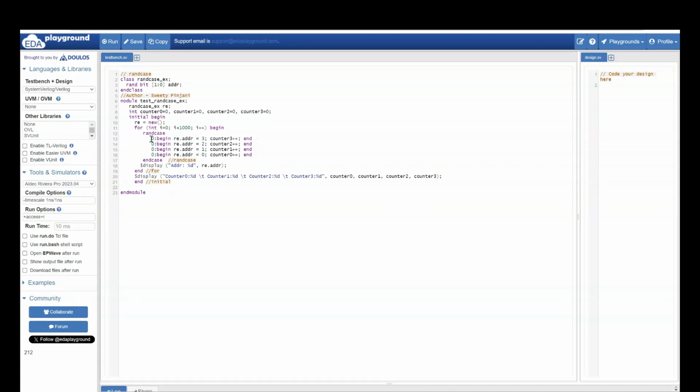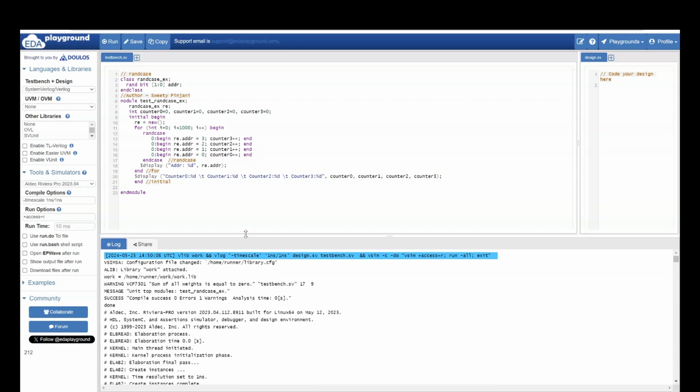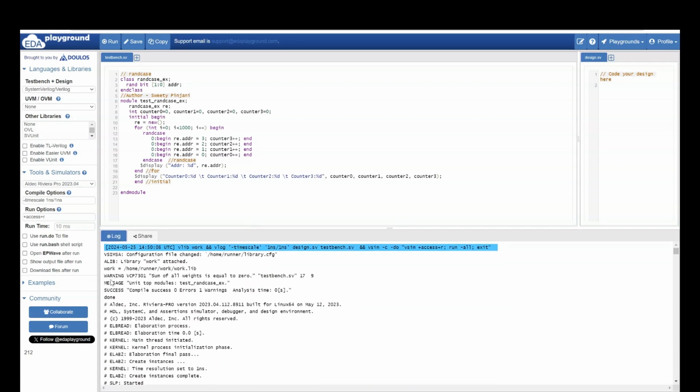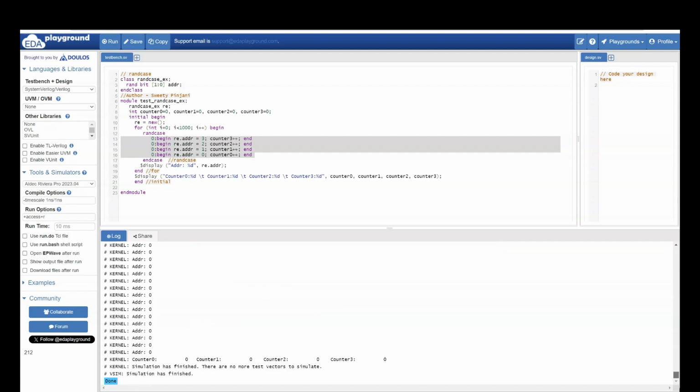Now next I have made the weight of all items as 0. Everyone is going to get generated with 0 probability. I have run this example. Let us see what happens now. If you see here, I have got one warning. What does this warning say? Sum of all weights is equal to 0. If all weights are equal to 0, what value should it generate? It can't generate anything. So if you see down, actually nothing got generated.